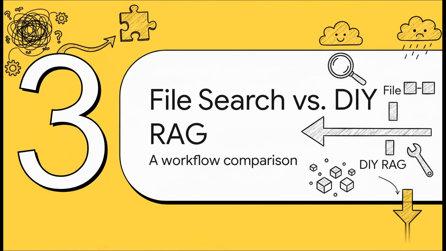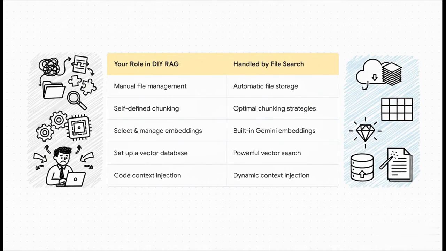Okay, now for the really fun part. Let's do a direct side-by-side comparison. I want you to see just how much simpler your whole workflow becomes when you swap from that do-it-yourself approach to using File Search. Just look at this. It's night and day. On the left, that's your typical DIY workload: manual file management, stressing over chunking strategies, managing embedding models, setting up a database, all of it. And on the right, File Search just takes care of all of it. You're not just offloading the work, you're getting Google's own state-of-the-art models for things like chunking and embeddings baked right in. This is a massive shift that lets you focus on your actual app, not the plumbing underneath.